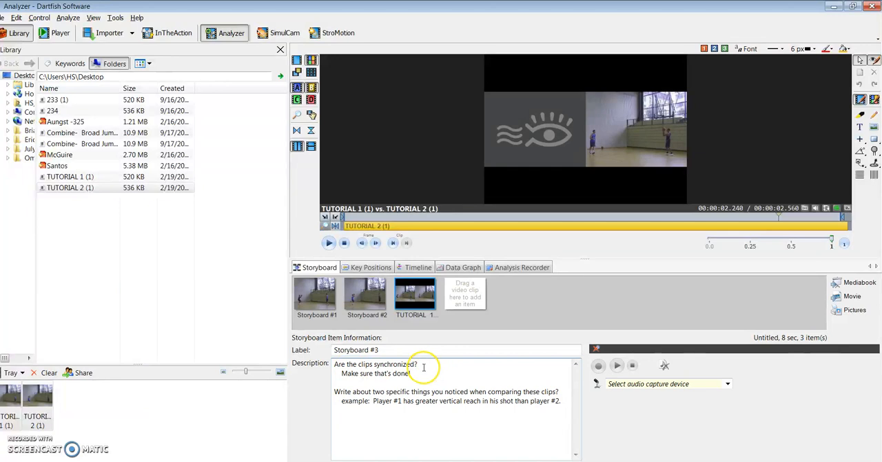First is synchronize the clips, and we'll do that in 1 minute here, but make sure that's done. So are they synchronized? I'll show you how to do that in a second. We want to make sure that both players are shooting at the same time so we can compare their performance.